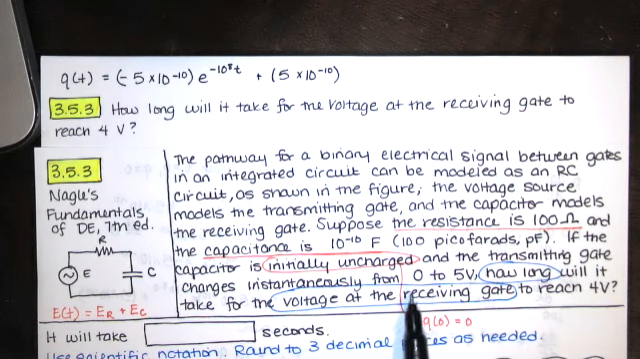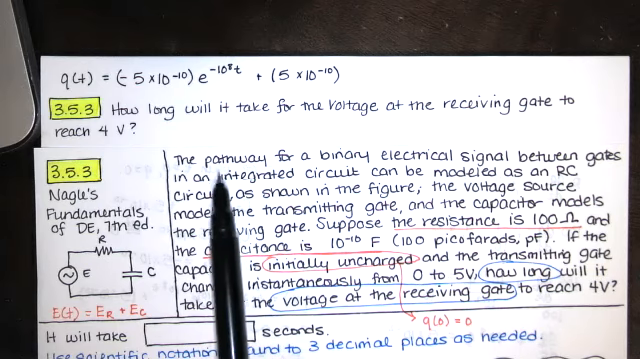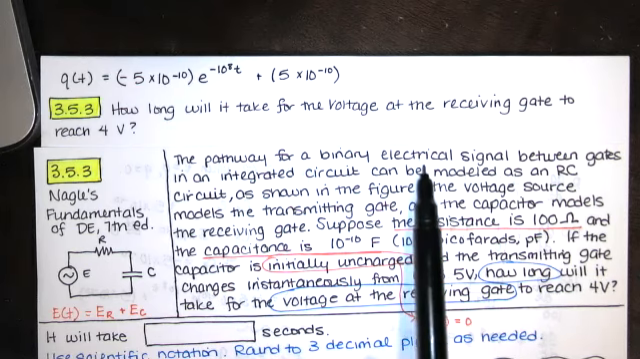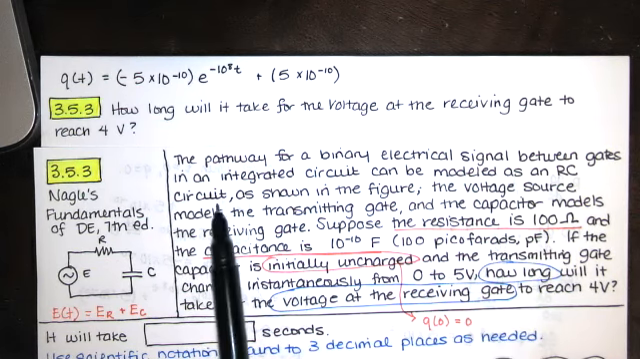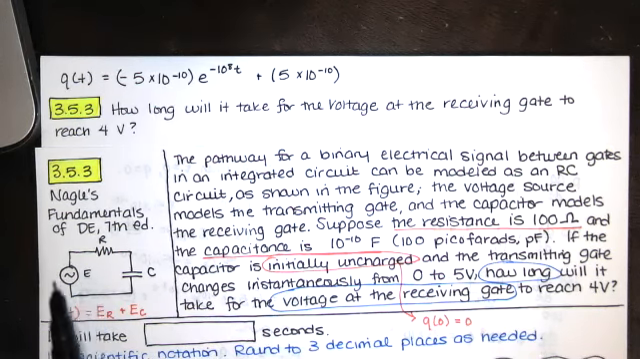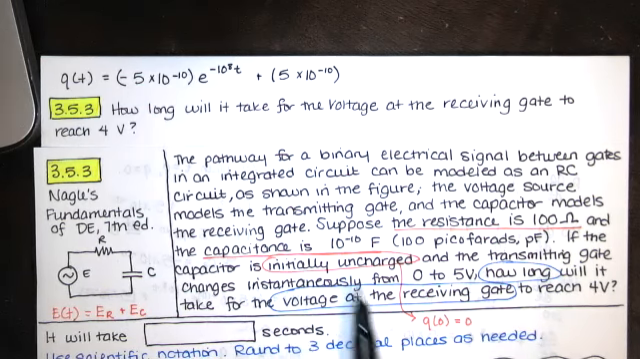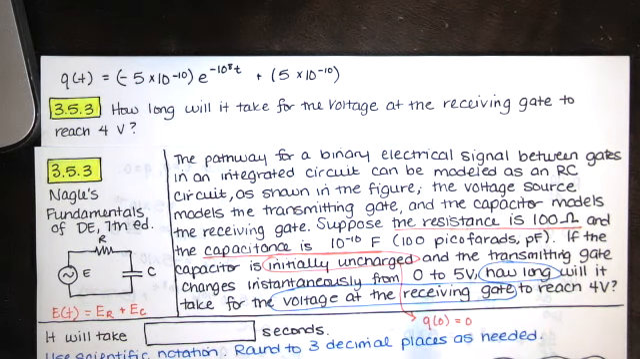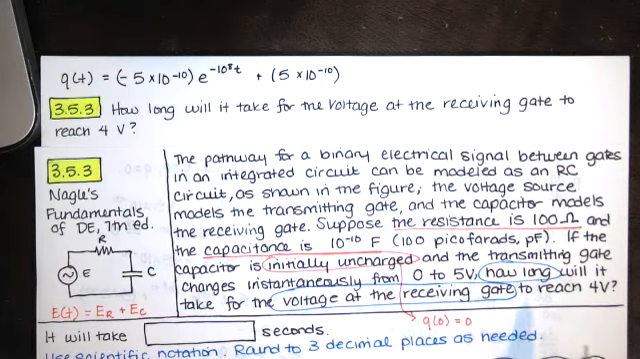Now, to understand this, you have to remember what the receiving gate is. At the beginning of our problem statement, it says, the pathway for a binary electrical signal between gates in an integrated circuit can be modeled as an RC circuit, as shown in the figure. The voltage source models the transmitting gate, and the capacitor models the receiving gate. So when it says, how long will it take for the voltage at the receiving gate to reach 4 volts? It's basically saying, how long will it take for the voltage on the capacitor to reach 4 volts?